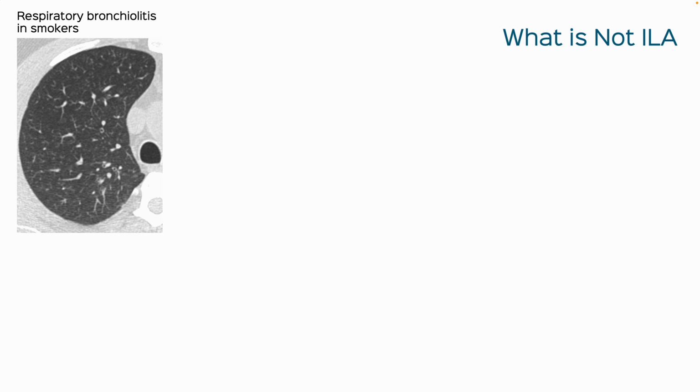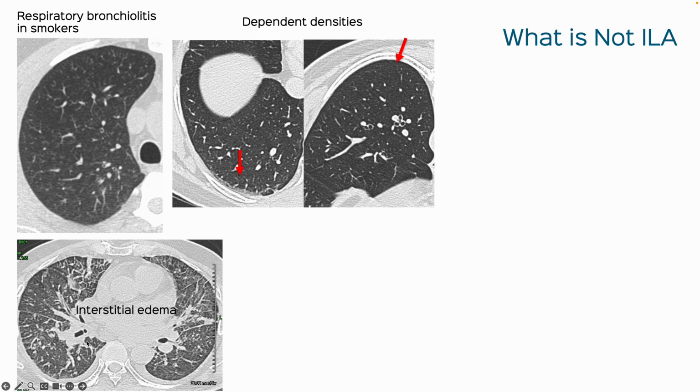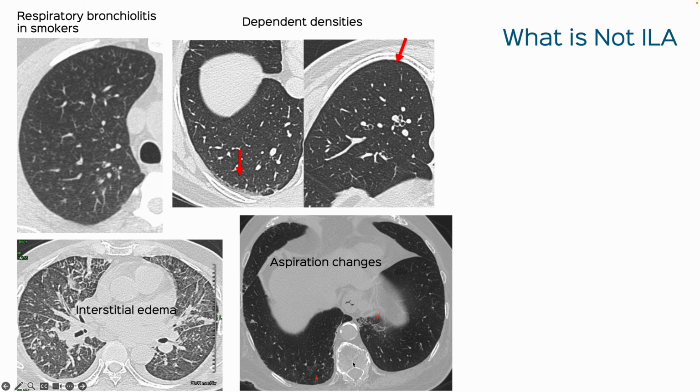Sometimes as a radiologist, it's very difficult to know whether or not the patient is symptomatic, etc. So you can use the term ILA/indeterminate ILD when faced with such a problem. But you should also know what is not ILA: respiratory bronchiolitis in smokers, dependent densities that disappear on prone images, interstitial edema when you have bilateral pleural effusions, and ground glass changes of aspiration in patients who have a hiatus hernia.